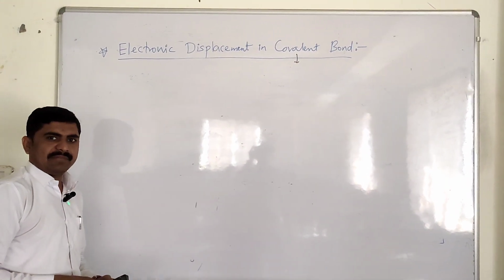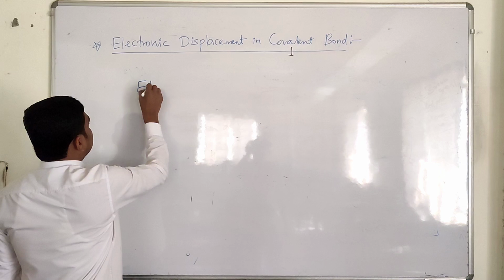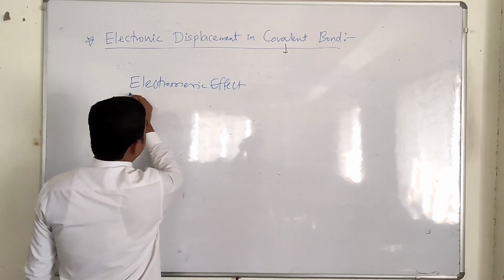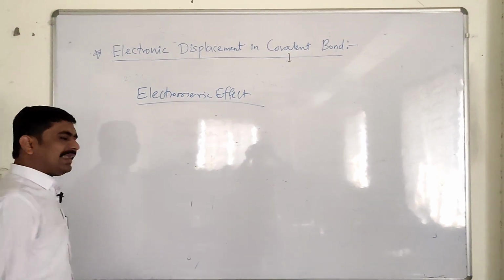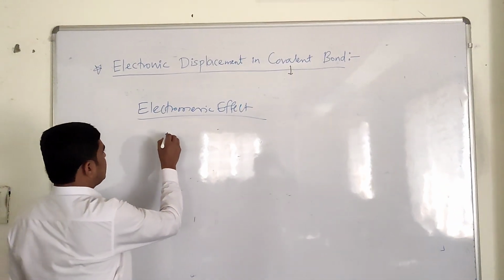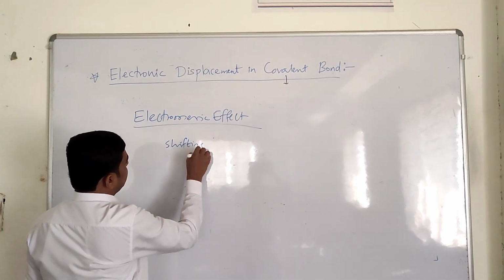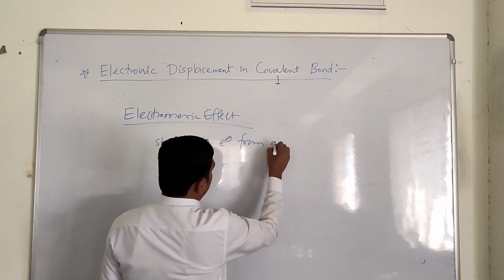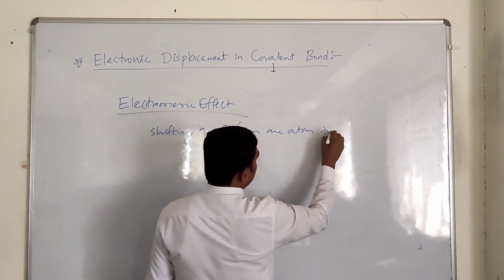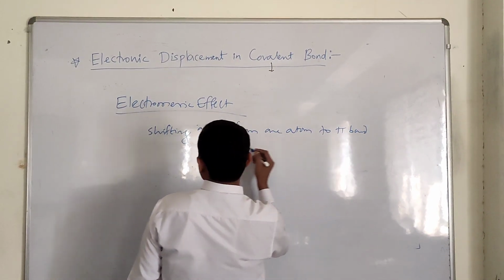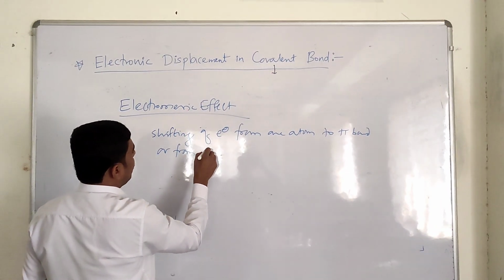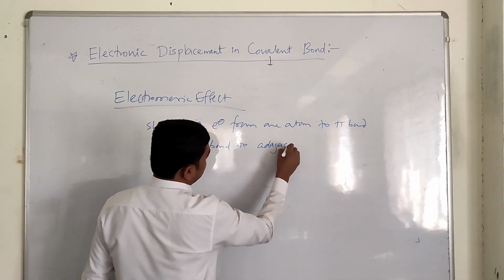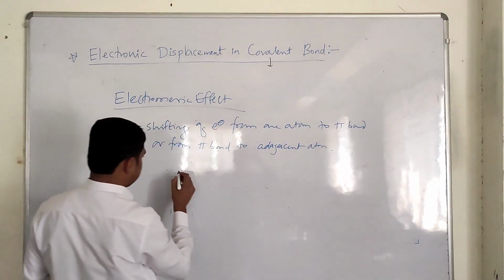In that, the electromeric effect is called the E effect. So what is the E effect? The E effect is a shifting of electrons due to electronegativity difference, from one atom to a pi bond, or from a pi bond to an adjacent atom. I will explain this.